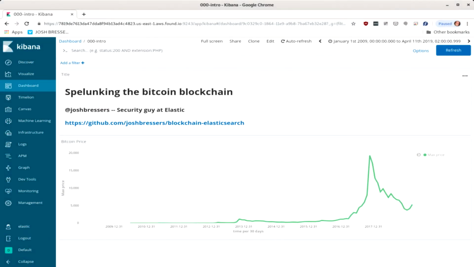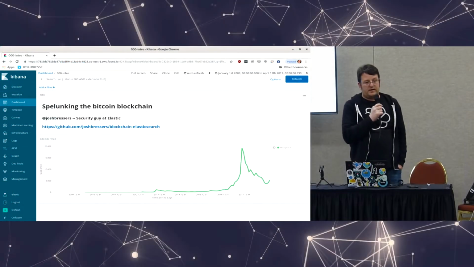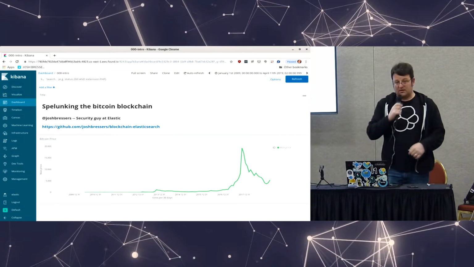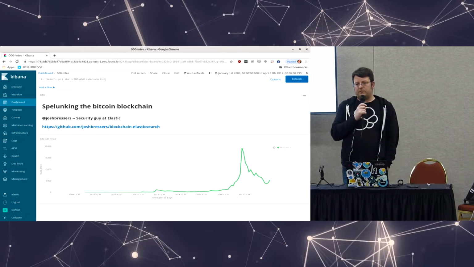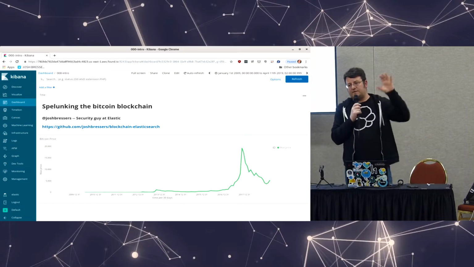All right, so Spelunking the Bitcoin Blockchain is what I call this one. And I work at a company called Elastic. This is our logo on my shirt here. And we make something called Elasticsearch. I've been there like 2 years, and Elasticsearch lets you do these crazy things with data, right?